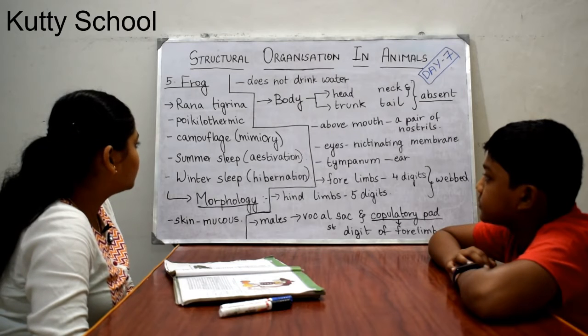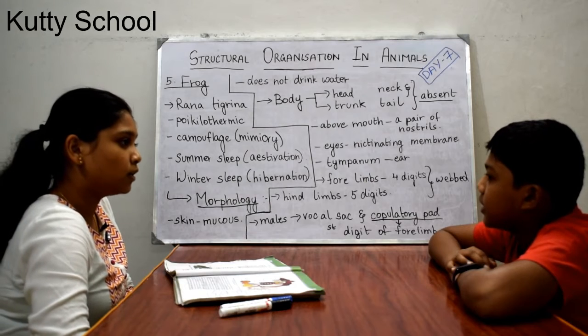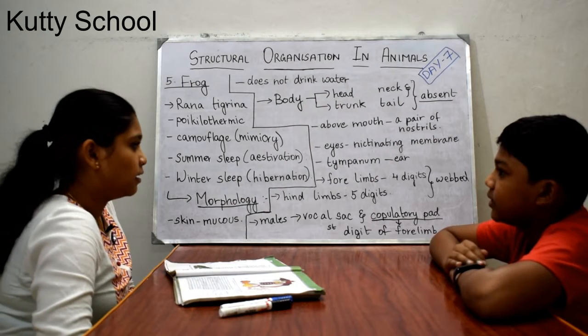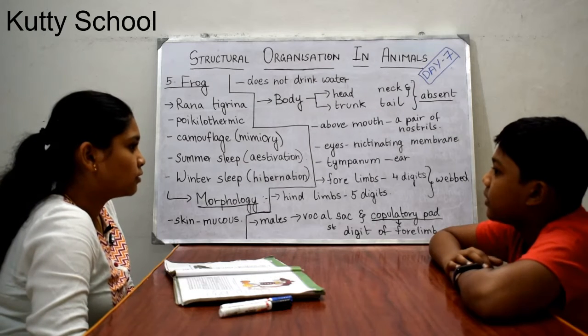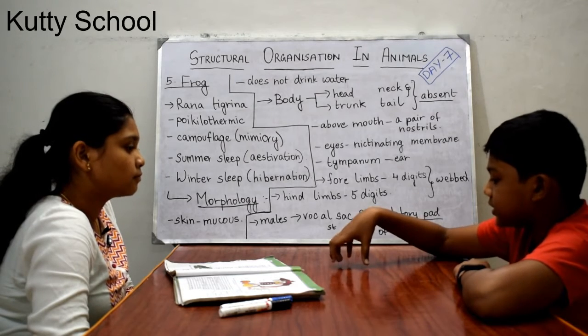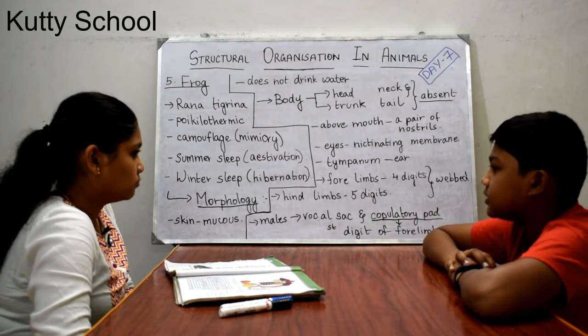And these frogs can camouflage. It is also known as mimicry. Do you know what camouflage is? It can show its background. Yes, it can change its color. If it is on the desk, it will change its color to brown. If it's on a leaf, it changes its color to green.